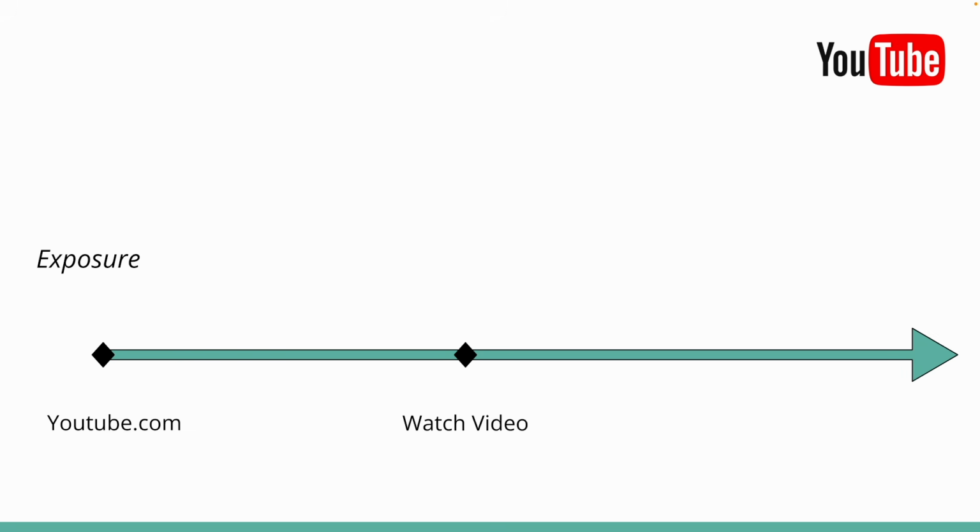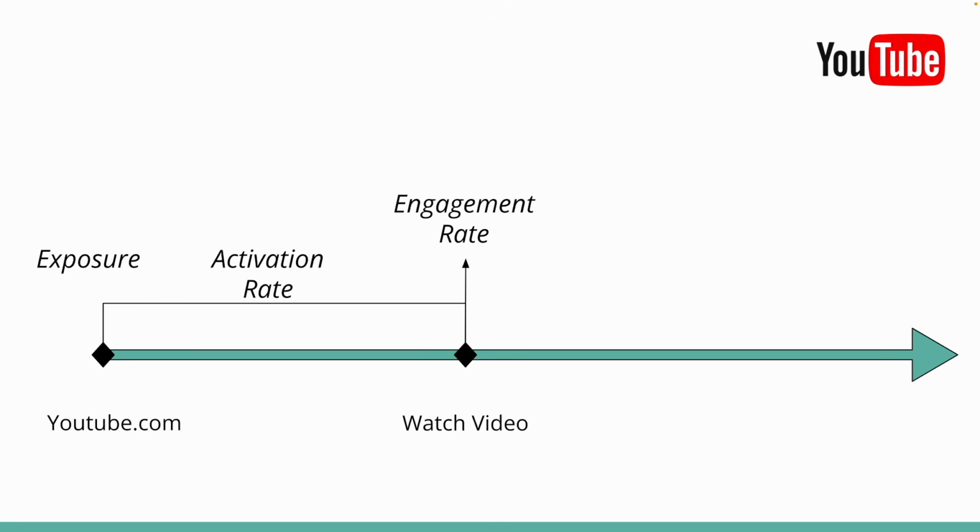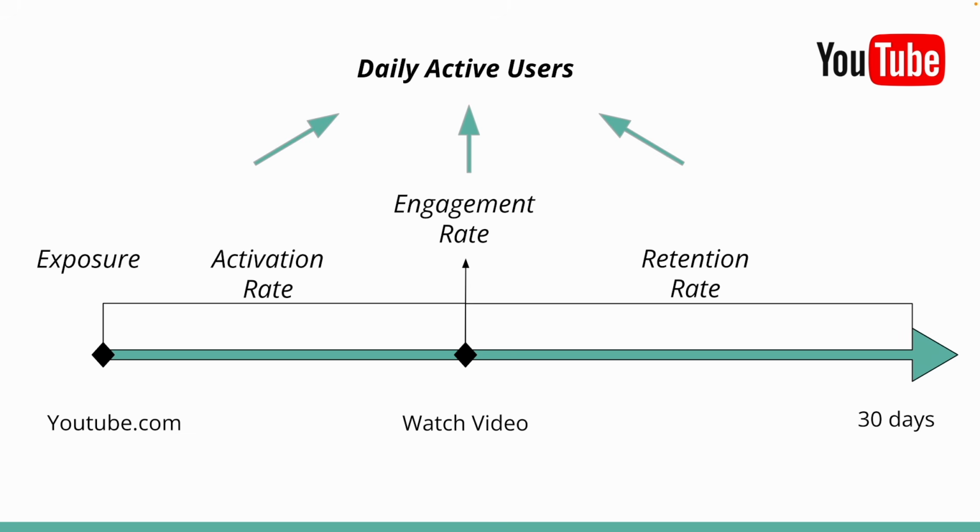Your activation rate is the conversion rate from exposure to watching the first video. Your engagement rate is the number of videos watched per video watcher. And your retention rate is the percentage of activated users who still watch videos after 30 or more days. For the focus metric, I'll go with daily active user, because YouTube gets used by all sorts of people on all days of the week, so looking at it on a daily basis is totally fine.